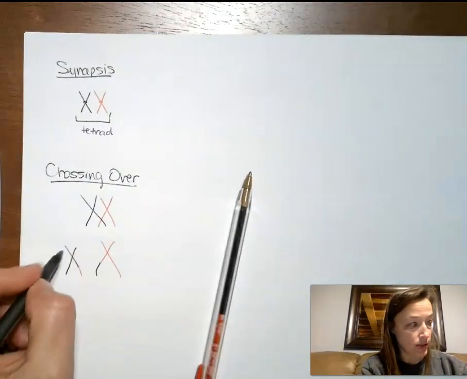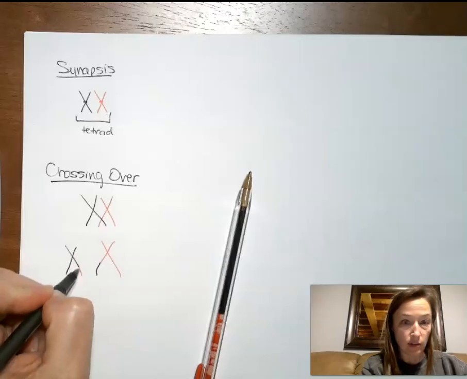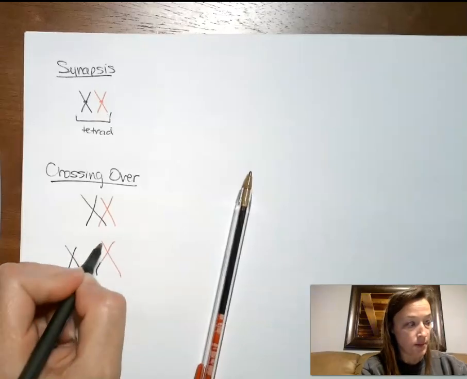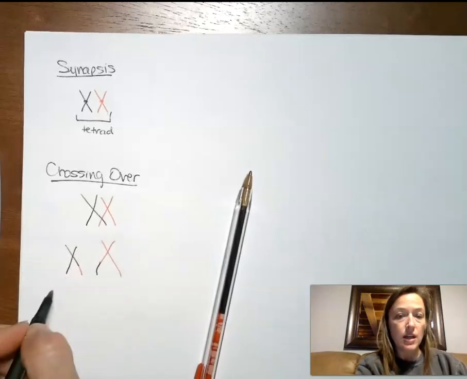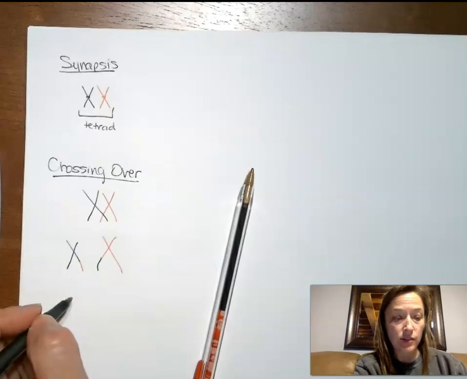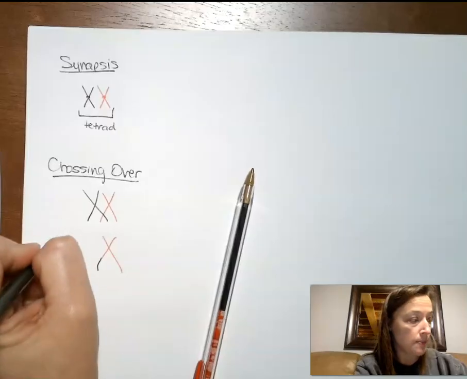So this one's all dad. This one is mostly dad and a little bit of mom. This one is all mom, mostly mom, and a little bit of dad. This is how we think we got new combinations of genes, and this is not a true example. I'm just giving you an example that you might understand.